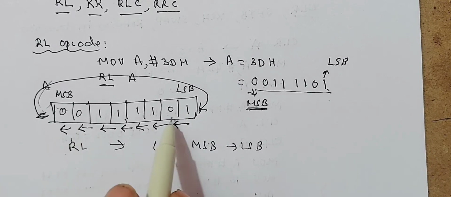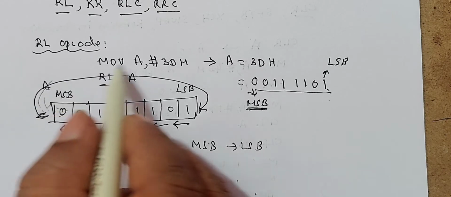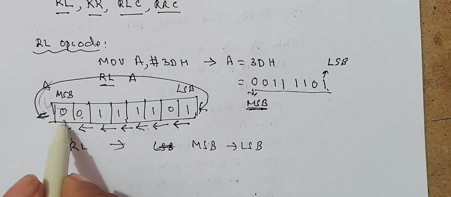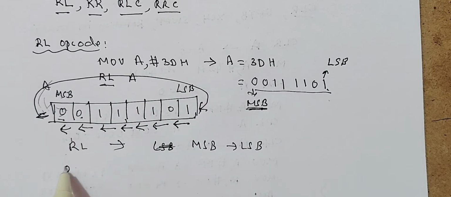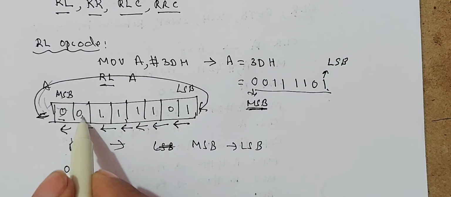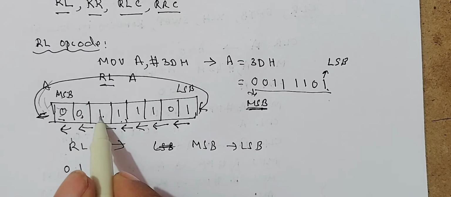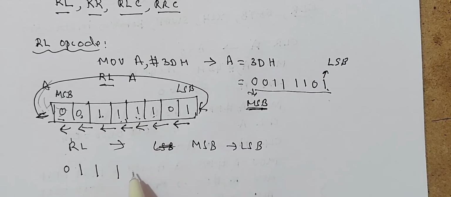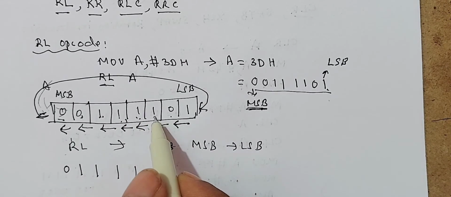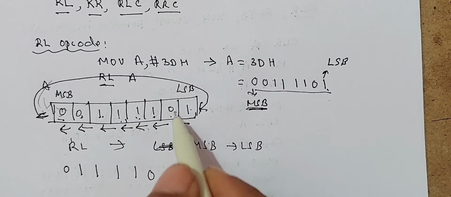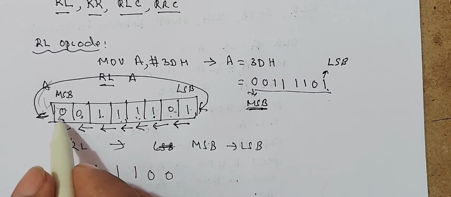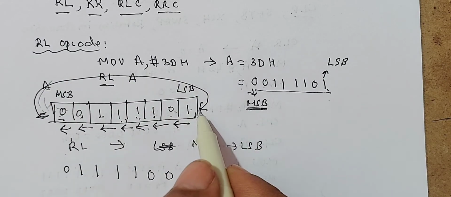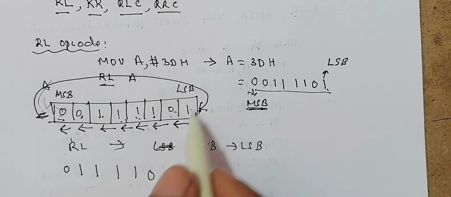So I will shift this. This 0 goes to LSB. This 0 comes to here. Therefore, this place 0. This one goes to here. This one goes to here. This one goes to here. This one goes to here. This 0 goes to here. This one goes to here. And 0 comes to the LSB. So MSB becomes LSB.